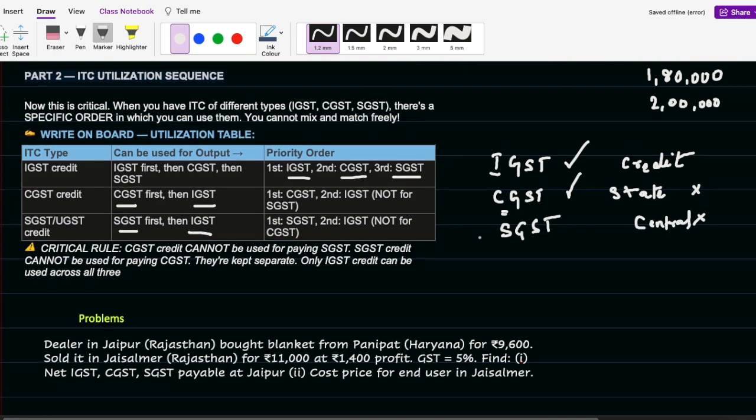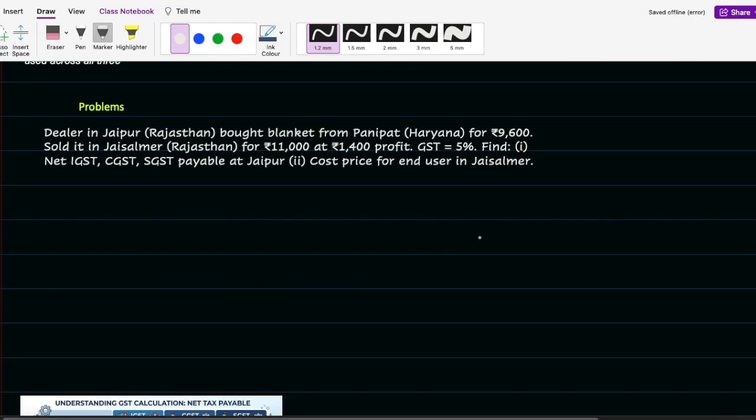Now let's do one problem, then you will understand it better. A dealer in Jaipur bought a blanket from Panipat, that is Haryana, for 9,600 rupees, sold it in Jaisalmer, that is Rajasthan again, for 11,000 at a 1,400 profit. Here GST is 5%. First we need to find net IGST, CGST, SGST payable at Jaipur and the cost price for end user at Jaisalmer.